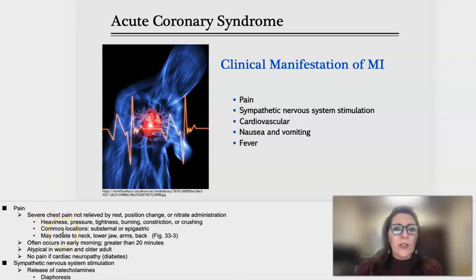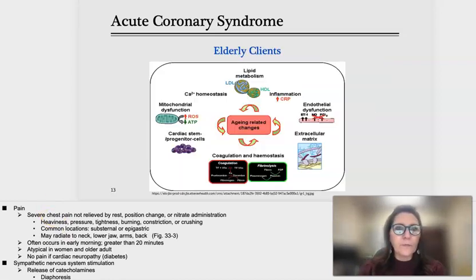Sympathetic nervous system stimulation, and so that's where you get that release of catecholamines that causes the diaphoresis, the increased heart rate and blood pressure, and the vasoconstriction of the peripheral blood vessels as your body tries to help itself. That's what happens. The body's pretty smart, but it can't do everything.